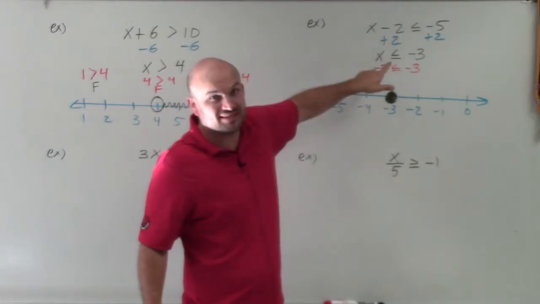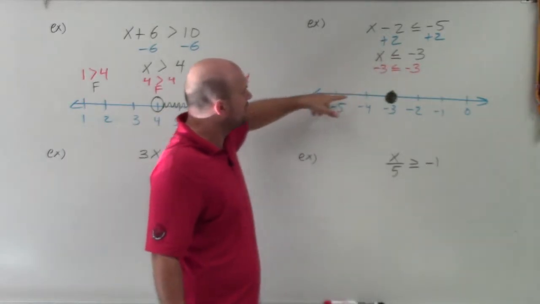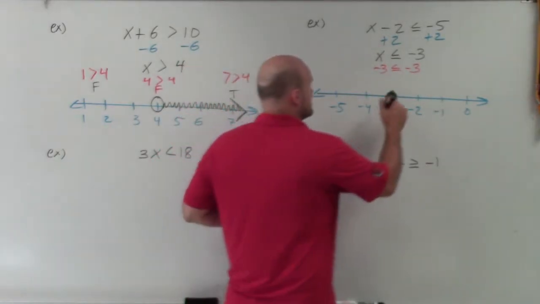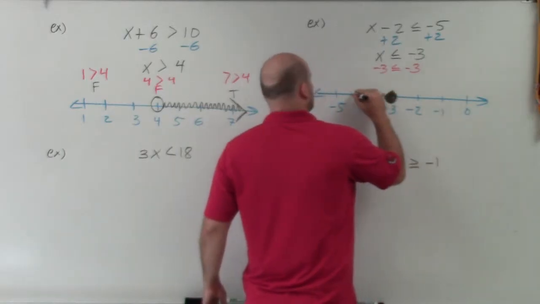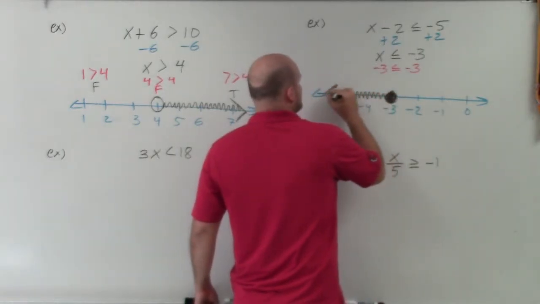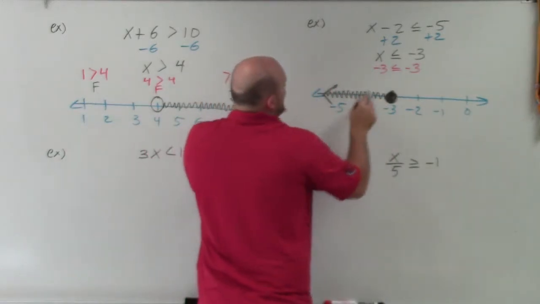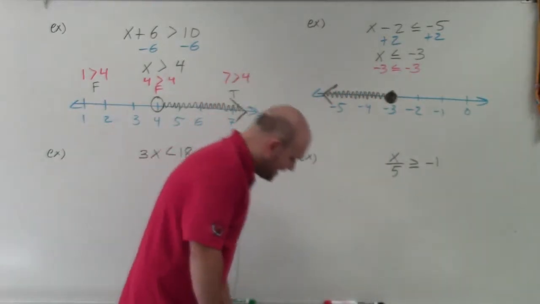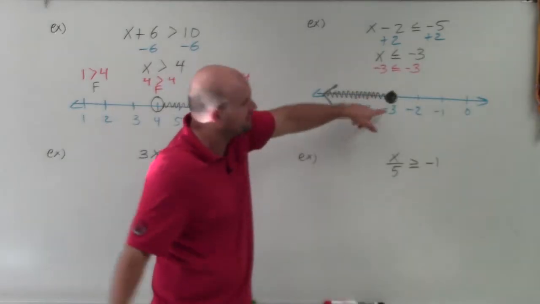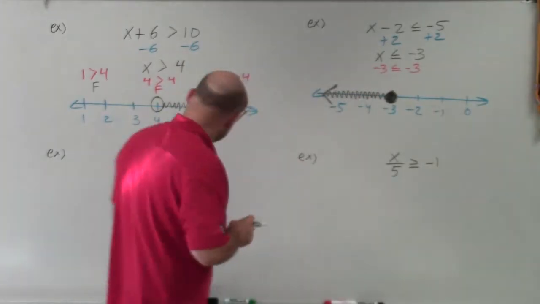And since my variable is on the left-hand side, you can also see the arrow is going to be pointing to where the solutions are going to be. Then just make sure you include this arrow representing that as long as I keep on going to the left, all the values are going to be less than -3. And the point -3 is less than or equal to, so that's included.